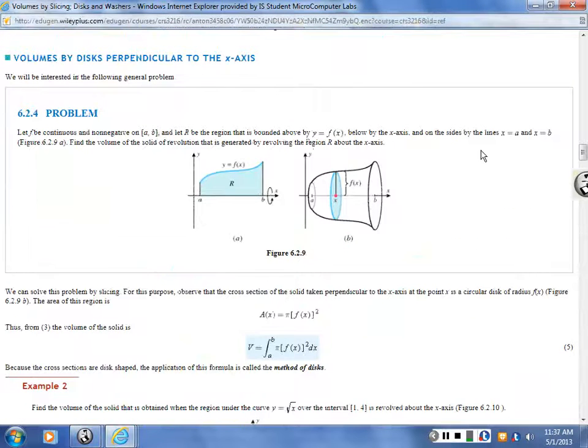So this is an example of a shape where, if I want to get some kind of bell curve, I take this shape and I rotate it about the x-axis. If I want to find the volume of this, I don't have any formulas for the volume of a bell curve. So what I can do is take a cross-sectional area.